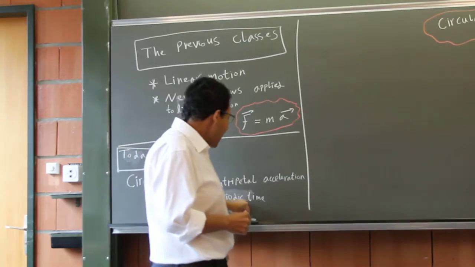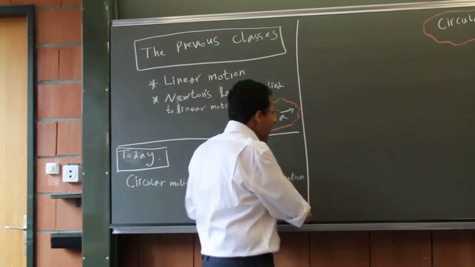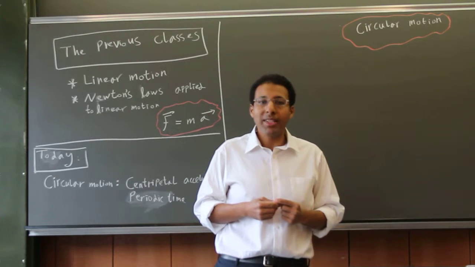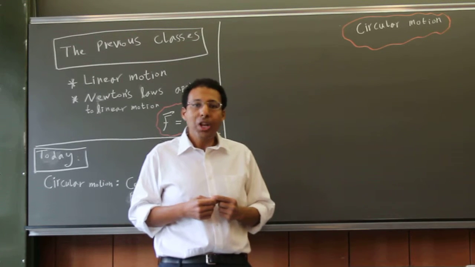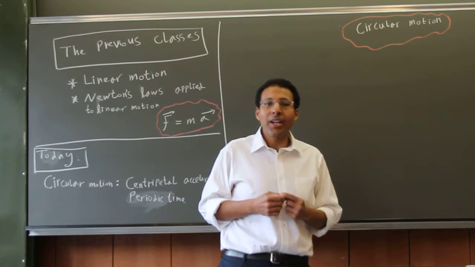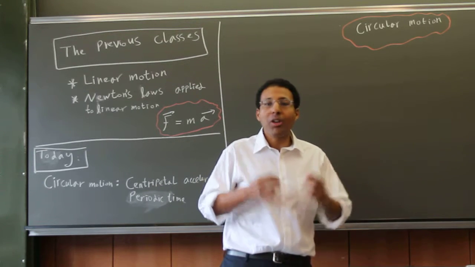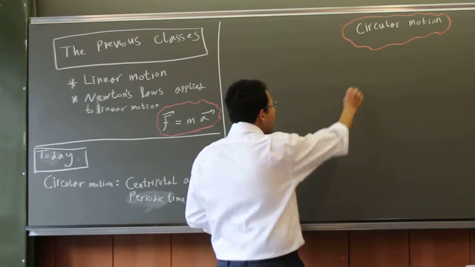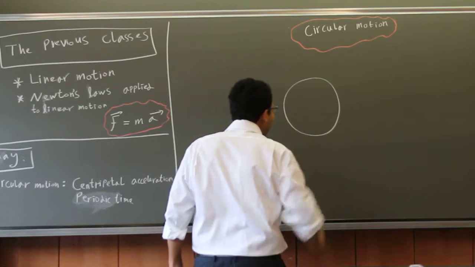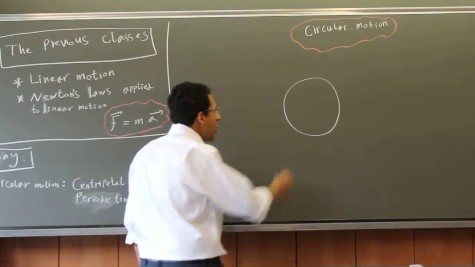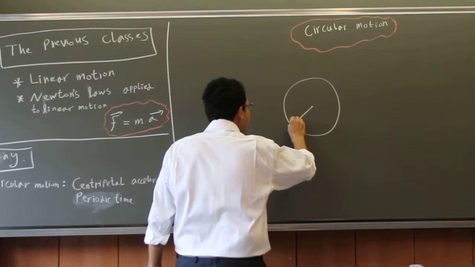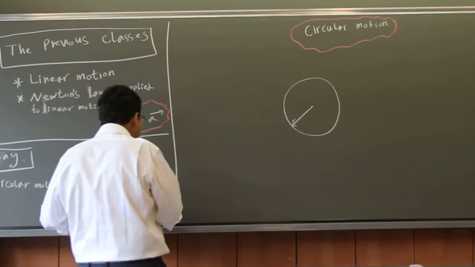So, let me start with the concept of circular motion. What do we really mean by circular motion? Circular motion is defined as the motion of a particle on a circular path, or just on a circle if you want. So, this is my circle. And let us assume that this is a circle of radius r. And this is my particle.